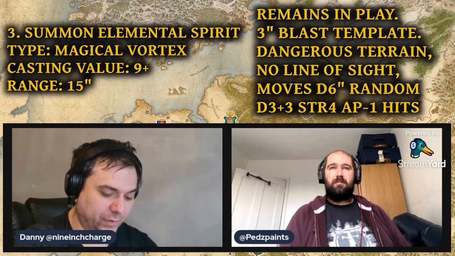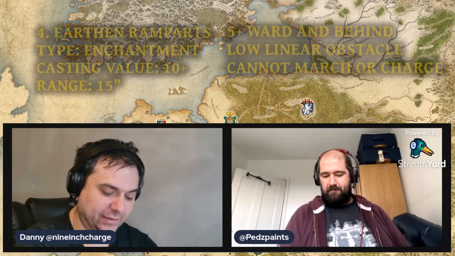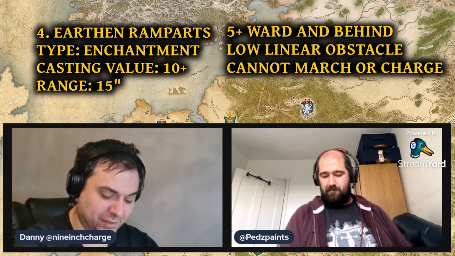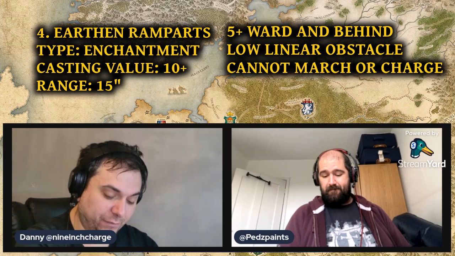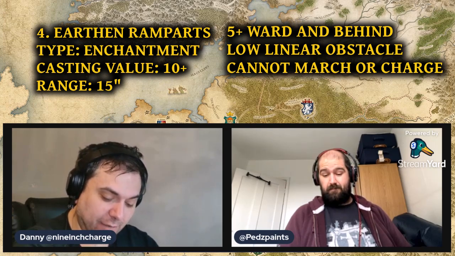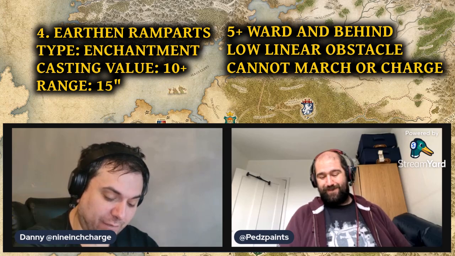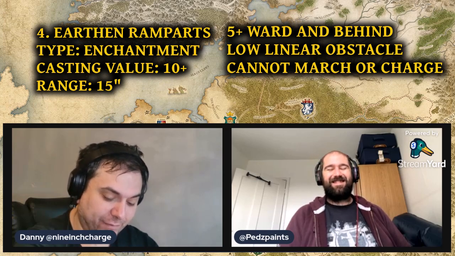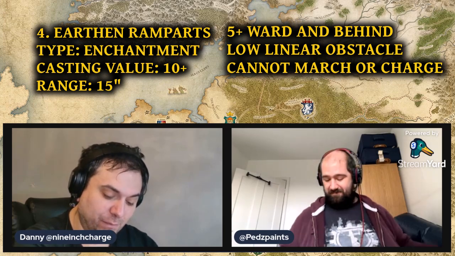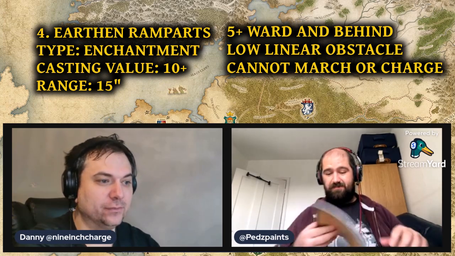All right, up next we have Earthen Ramparts. This is an enchantment with a casting value of 10 plus, so quite expensive. It has a range of 15 inches. Until your next starter turn subphase, the target friendly unit gains a 5+ ward save against any wounds suffered and counts as being behind a defended low linear obstacle if charged. However, whilst this spell is in play, the target unit cannot march or charge.